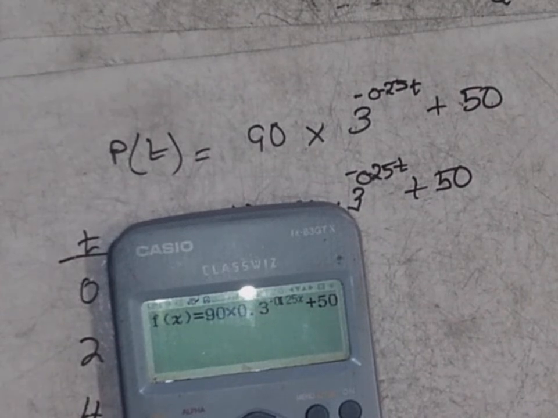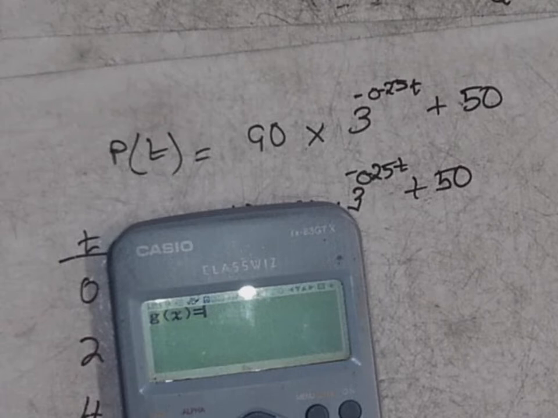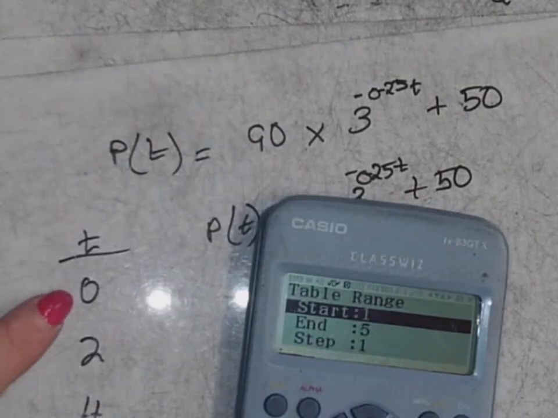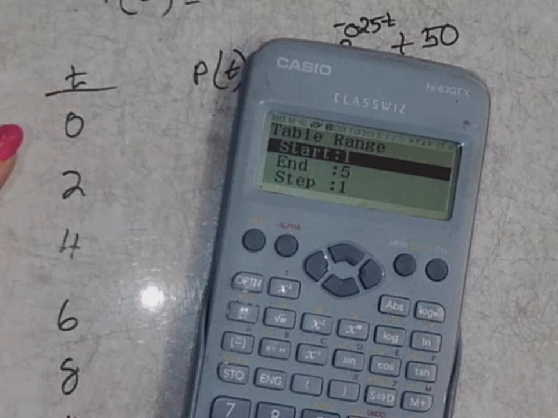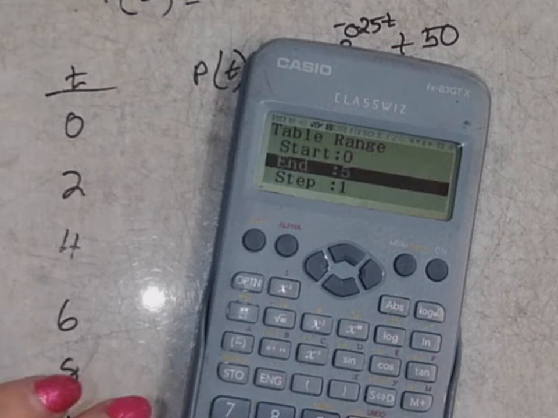Right, equals. Now if you have the new calculator, it'll ask you do you want to put in a second function, and I don't, so you just enter past that. If you have the old calculators, it won't give you an option, so it's fine. Then it's start. I want to go from 0 up to 10. So the start is 0, enter. The end is 10, enter.